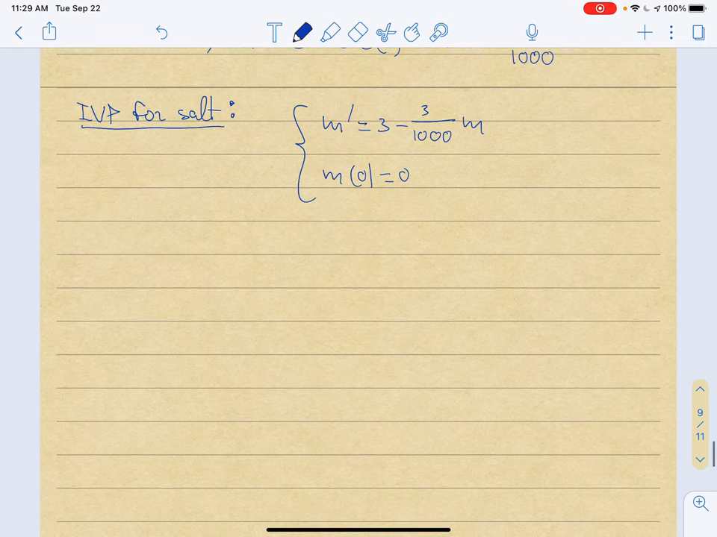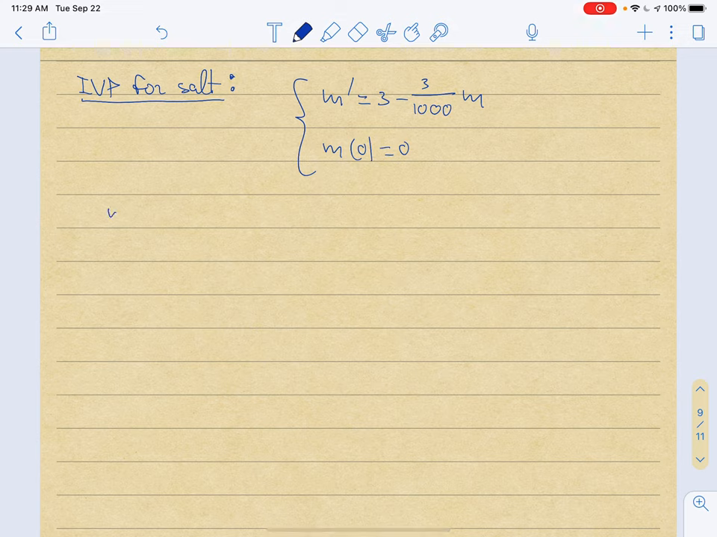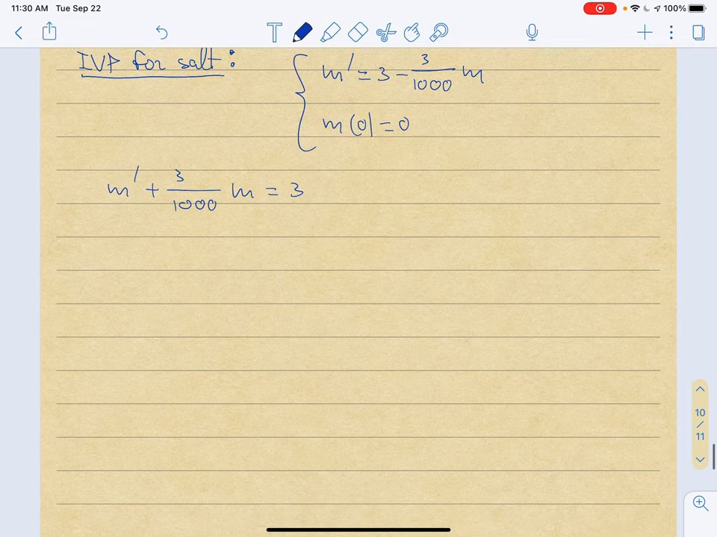All right, so how do I solve the equation? You can actually see that the equation is of two types. It's linear, once I bring 3 over 1,000 m onto the left side, but it's also separable because the right-hand side looks like a function of m times a function of t, except that the function of t is equal to 1, so I should be able to separate variables if I want to. But I'm going to solve it as a linear equation, so m prime plus 3 over 1,000 m is equal to 3. So this is a non-homogeneous linear equation of the first order.